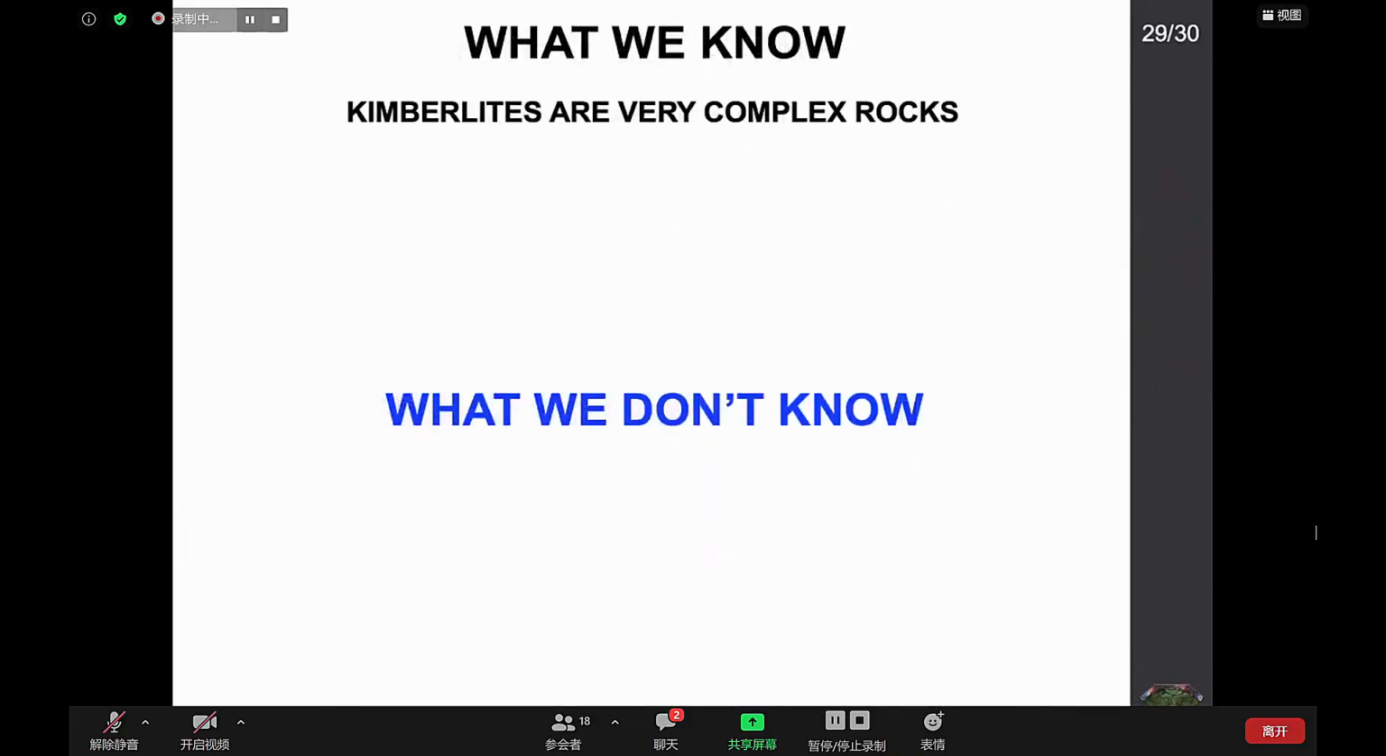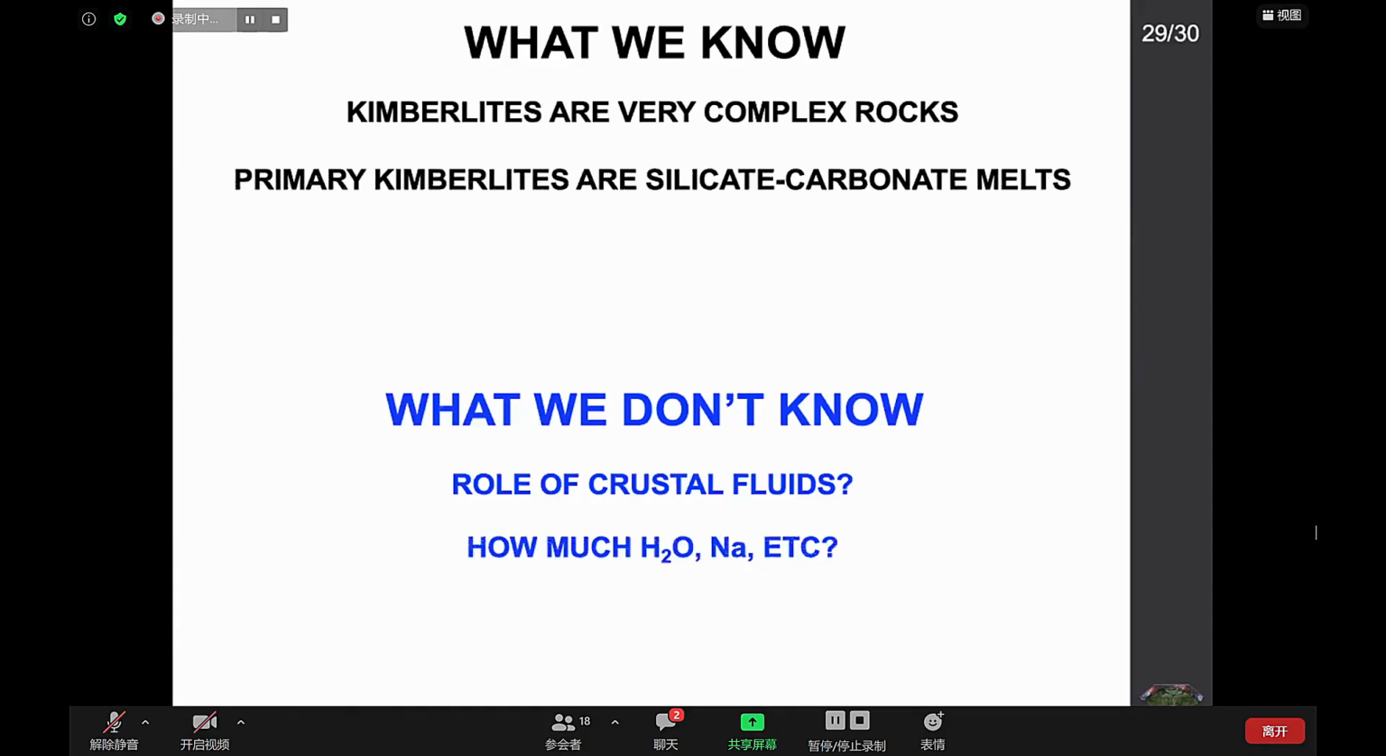So to conclude, I showed you today that kimberlites are very complex rocks. What we really don't know yet is the role of crustal fluid in reworking the petrology and mineralogy of these rocks. There is still a fair bit of work to do on this. I showed you that kimberlites possibly derive from silicate carbonate melts, so that the primary kimberlites are silicate carbonate melts, yet we still don't know the details of these melts in terms of volatiles, especially water, in terms of sodium and other fluid mobile elements.